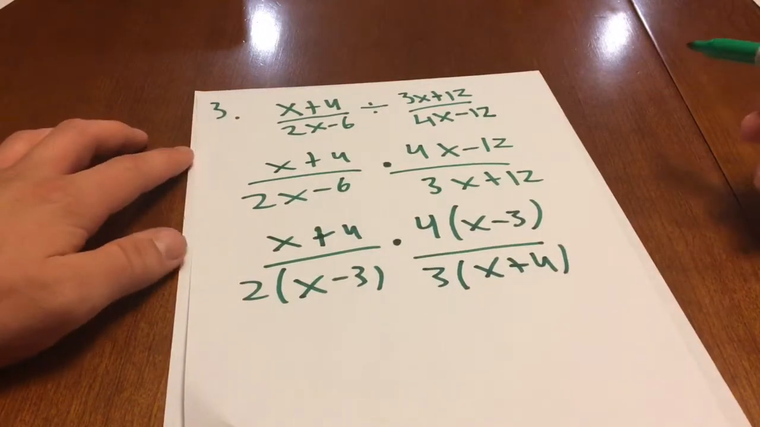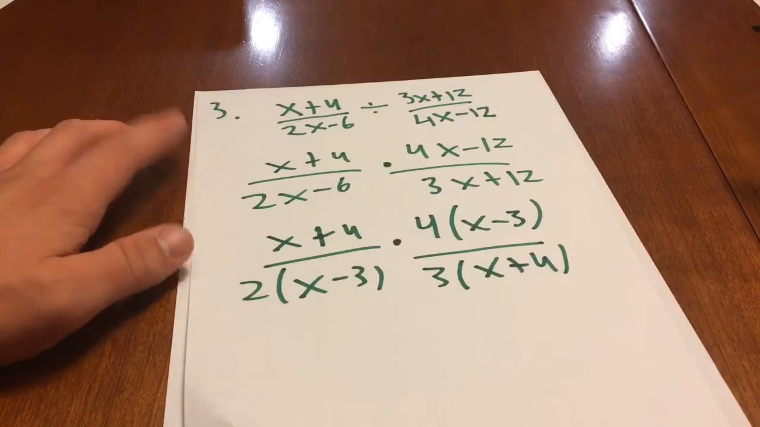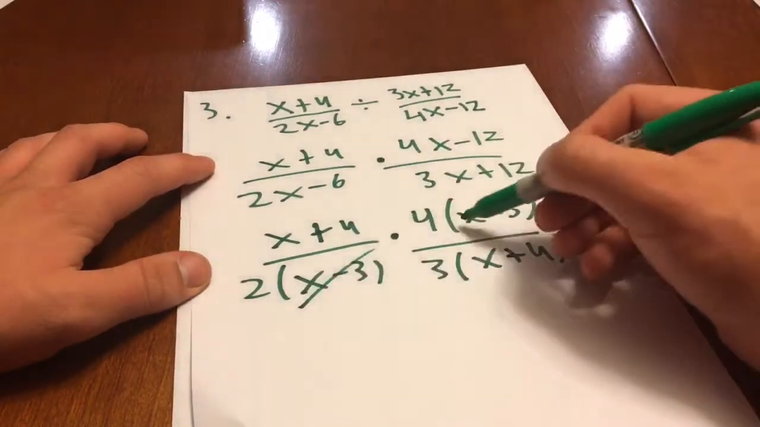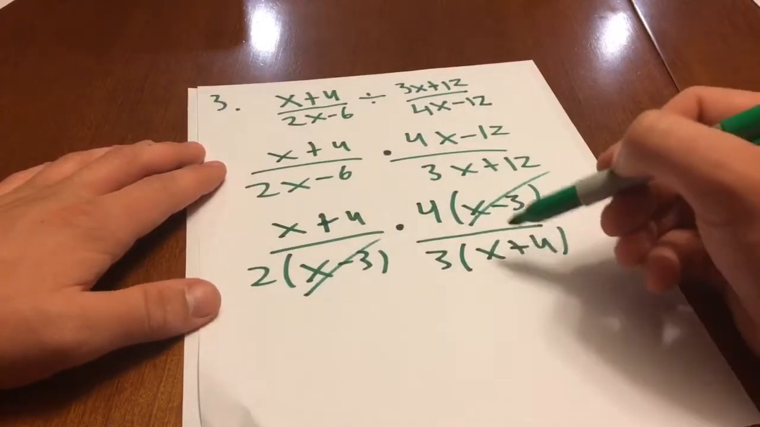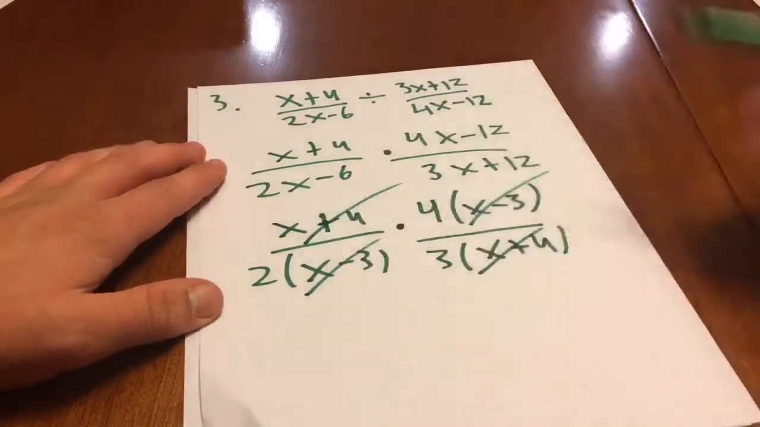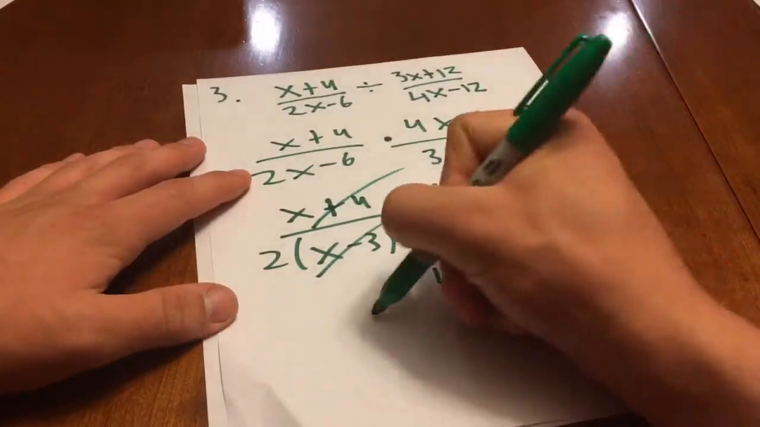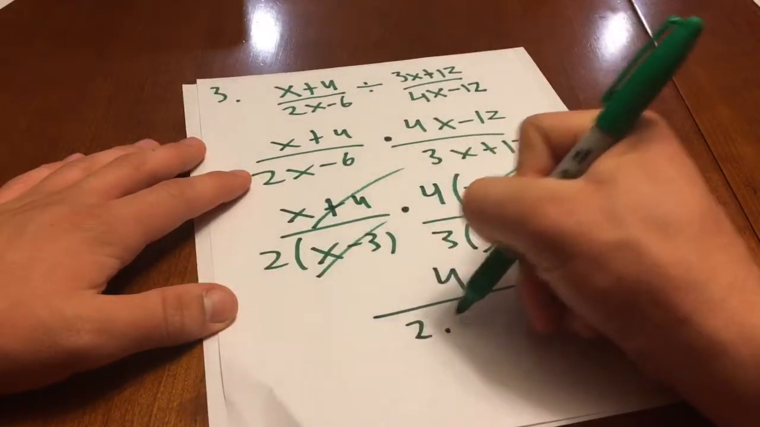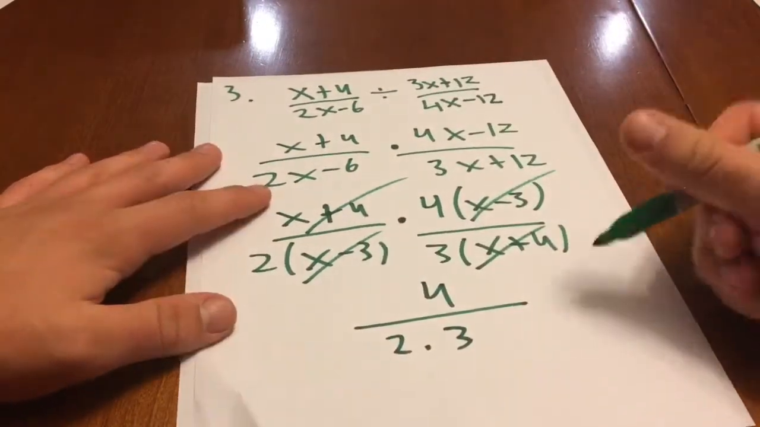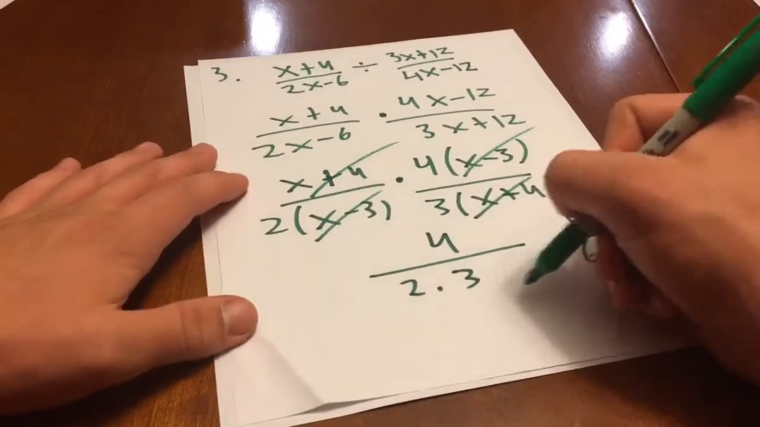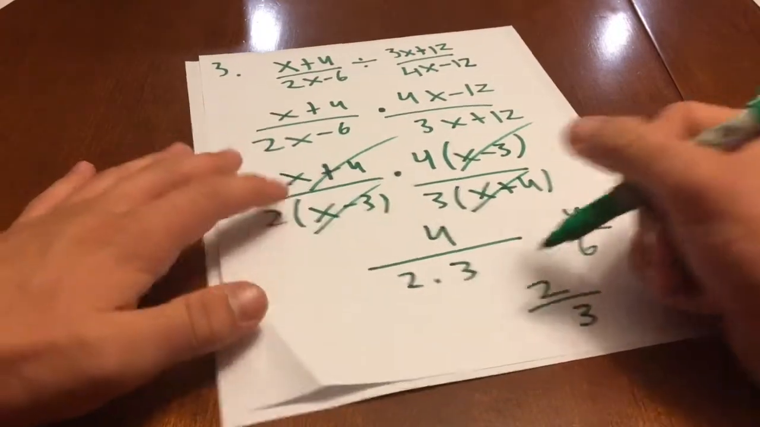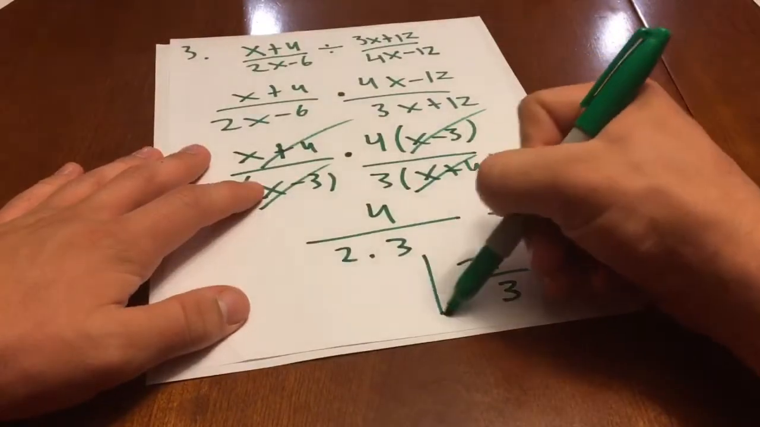So next we basically just need to cross out like terms. I see the x minus 3 on the top and bottom that can be crossed out, and the x plus 4 terms. So we're left with 4 over 2 times 3, and that would simplify to 4 over 6, which would simplify to 2/3. And that is the final answer.